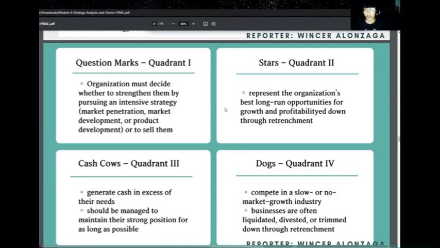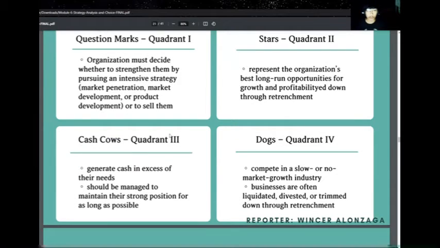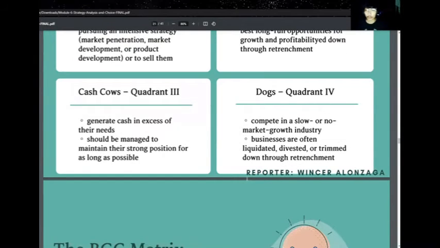Second, the stars represent the organization's best long-run opportunities for growth and profitability. Third quadrant, cash cows, generate cash in excess of their needs and should be managed to maintain their strong position for as long as possible. Lastly, we have quadrant 4, which is dogs. They compete in a slow or no market growth industry. Businesses are often liquidated, divested, or trimmed down through retrenchment.